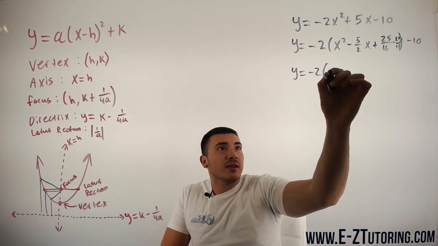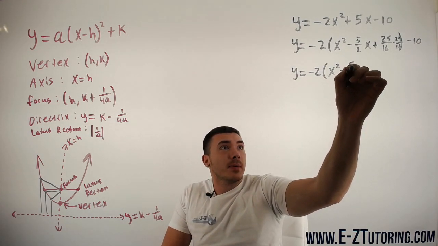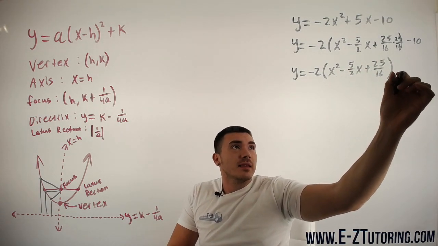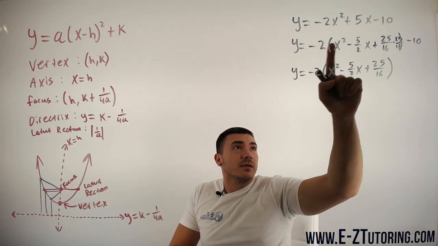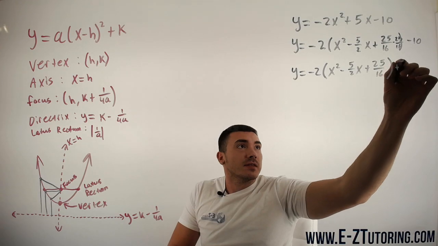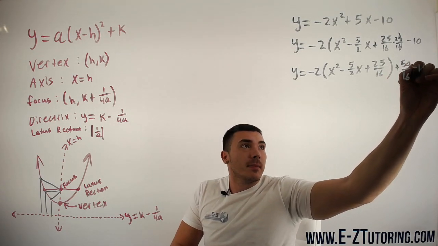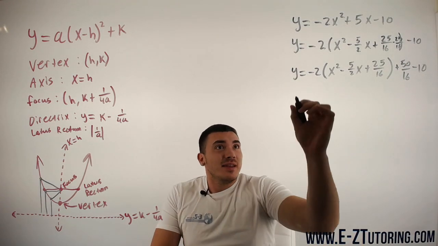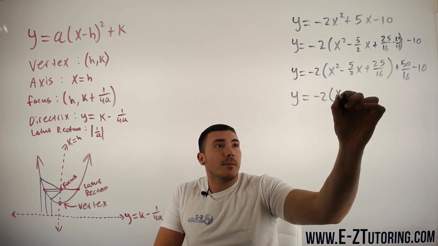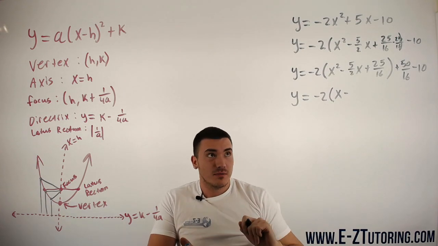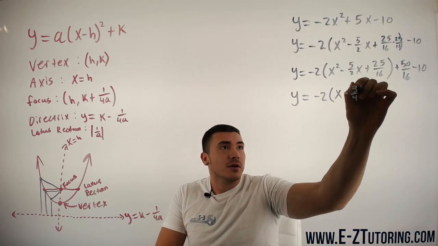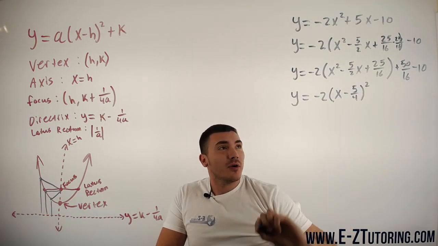So now we are left with -2 parentheses x squared minus 5/2x plus 25/16. And then on the outside, we multiply -2 by this, which gives us positive 50/16 plus 50/16 minus 10. Okay, so now we can complete the square. -2 times x minus b, which was 5/2 over 2, so that is -5/4 squared.